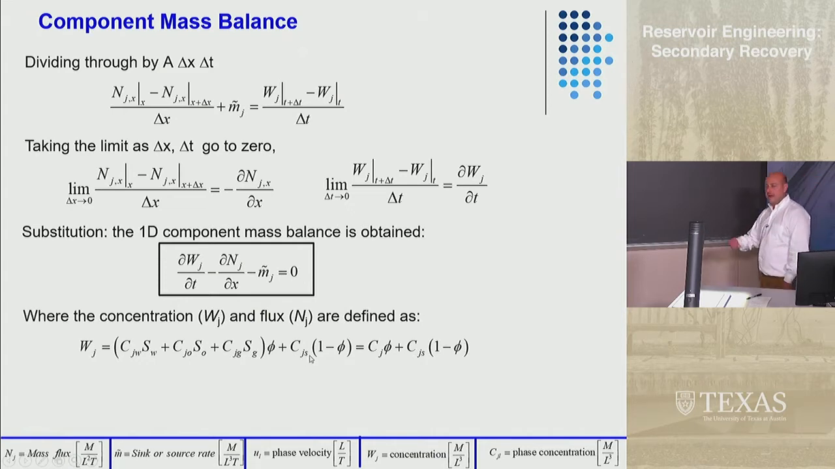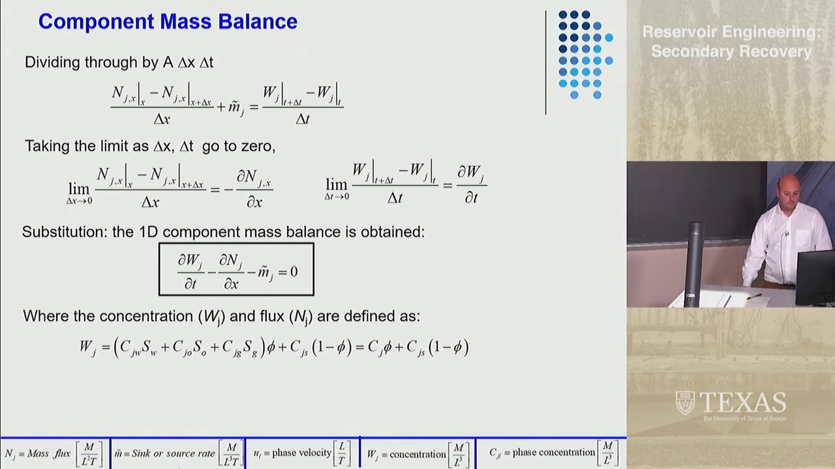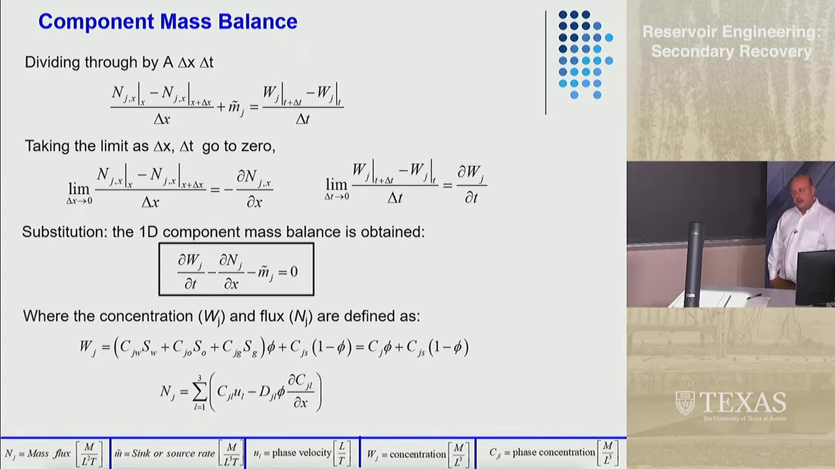We don't generally have absorption, right? These are rocks. It's not easy to soak it up like a sponge, but you do have adsorption. And this is 1 minus the porosity. Or you could put this whole term in parentheses as just one term, which is the concentration of component J. Then you have the flux.